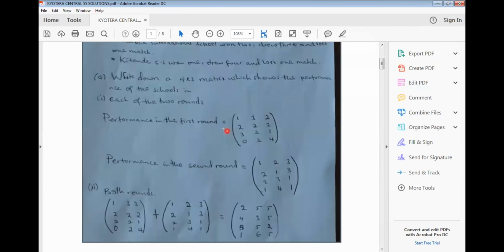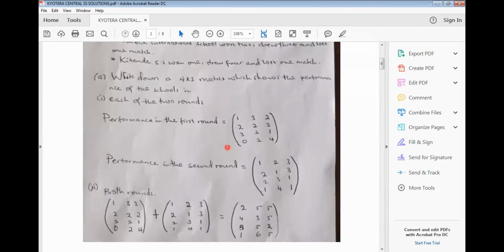Budo SS won 2, drew 2, and lost 2 matches. Taiba International won 3, drew 2, and lost 1 match. Tende SS won 1, drew 2, and lost 4 matches. That is the performance in the first round.